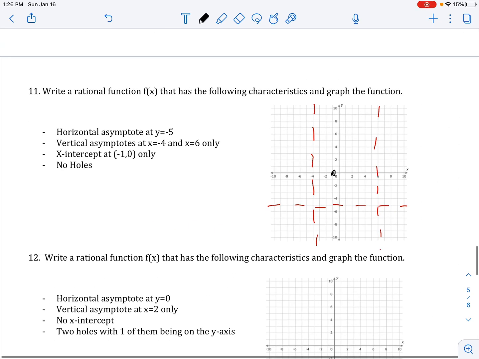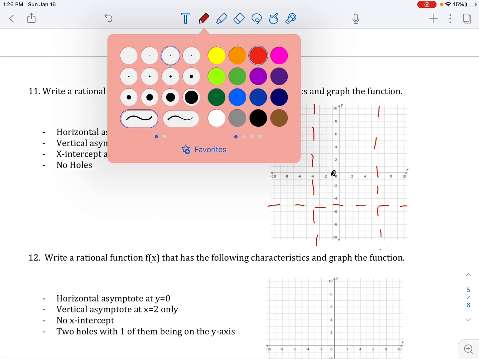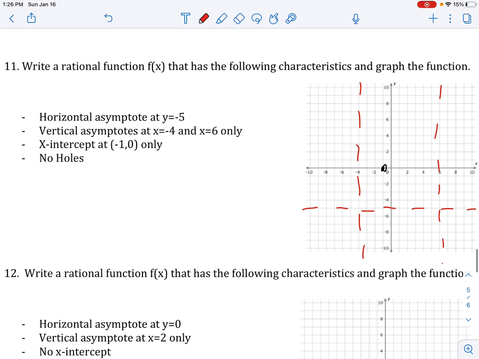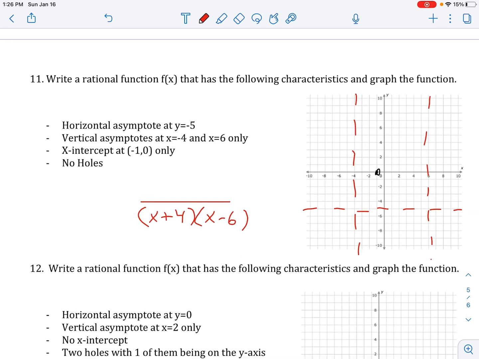All right, so lots of things. There are different possibilities for this graph. But let's deal with first, I think, easiest, the vertical asymptotes. If the vertical asymptotes are there, that means the denominator must be x plus 4 because of this guy, and x minus 6 because of this guy. That would produce your vertical asymptotes at -4 and 6.